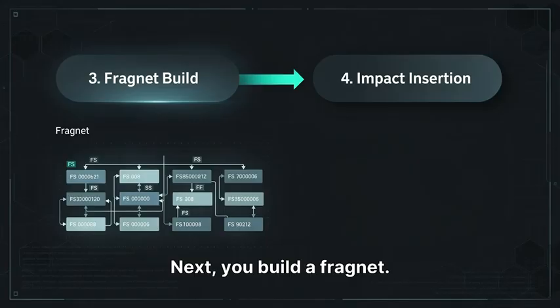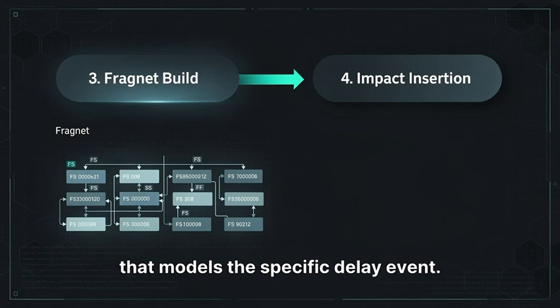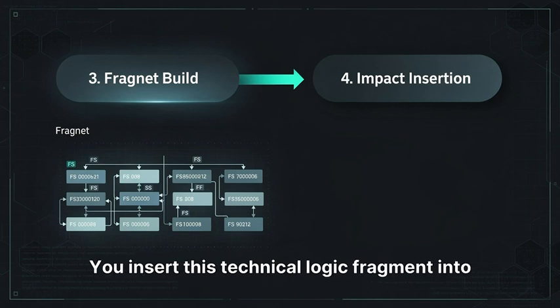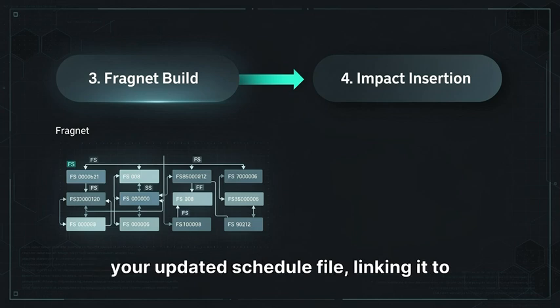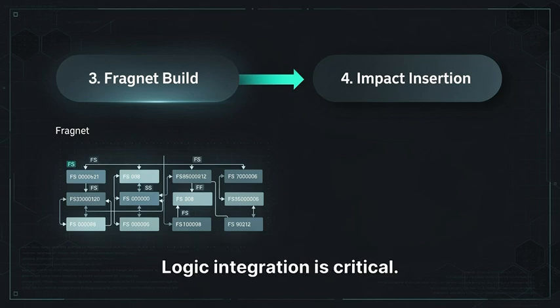Next, you build a fragnet. A fragnet is a mini network of activities that models the specific delay event. You insert this technical logic fragment into your updated schedule file, linking it to the affected activities using the correct relationship types. Logic integration is critical.